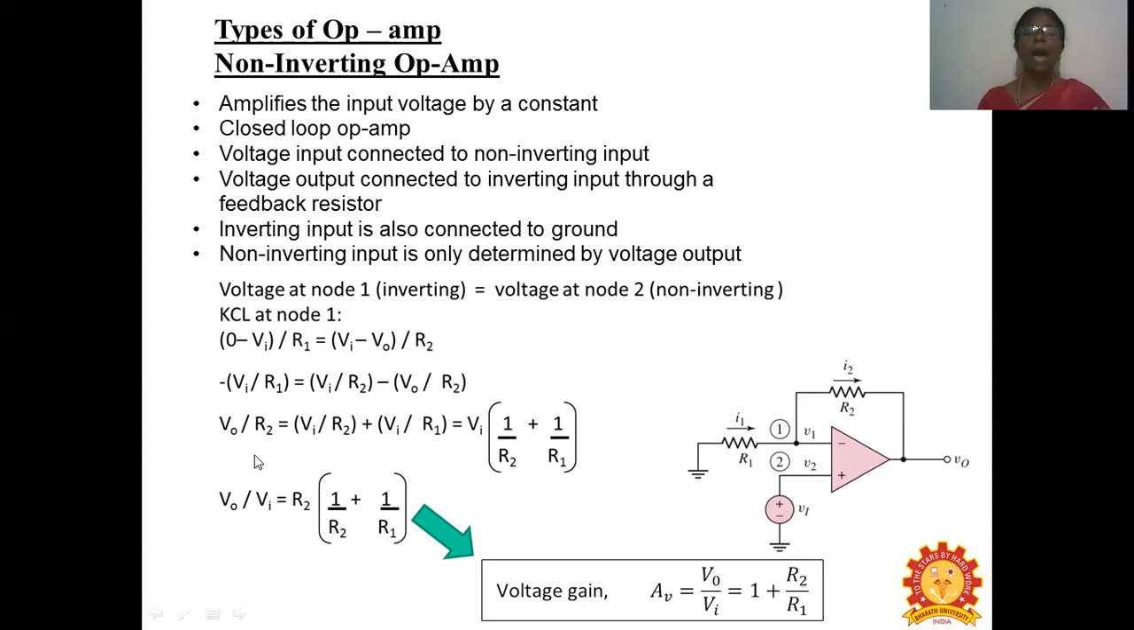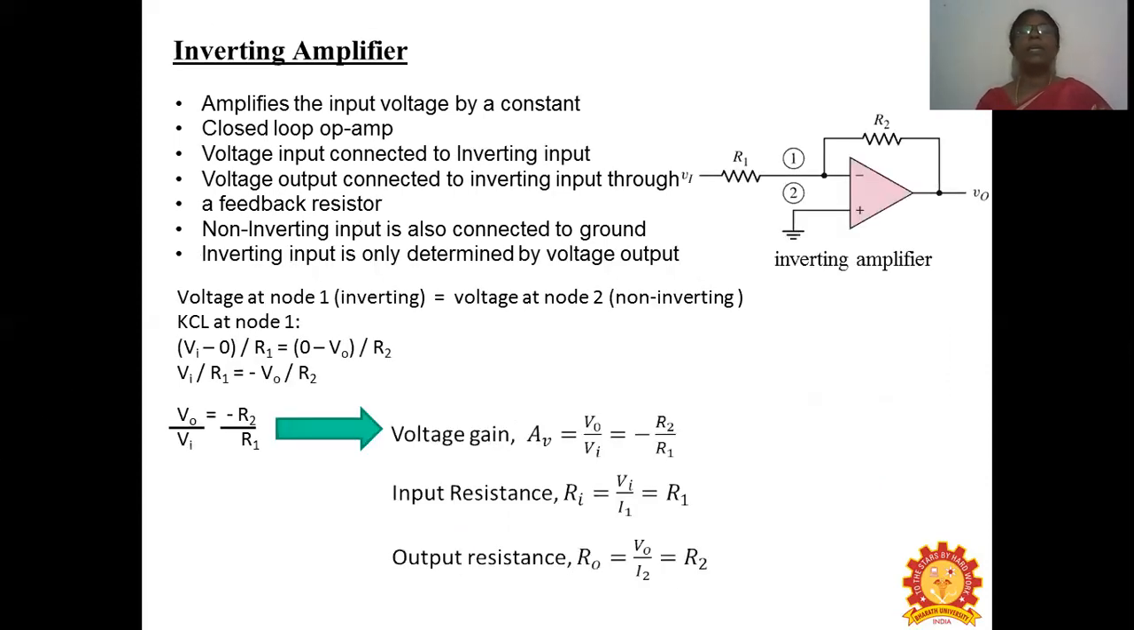Therefore V0 by R2 is equal to Vi by R2 plus Vi by R1, that is equal to the input voltage into 1 divided by R2 plus 1 by R1. Therefore, the ratio between the output voltage and input voltage, that is the voltage gain of the non-inverting amplifier circuit, is equal to R2 into 1 by R2 plus 1 by R1. We can also write this equation as AB equal to V0 by Vi, which is equal to 1 plus R2 divided by R1.